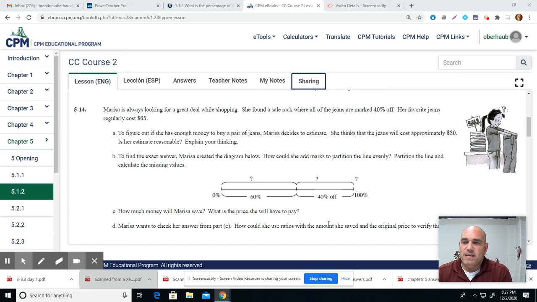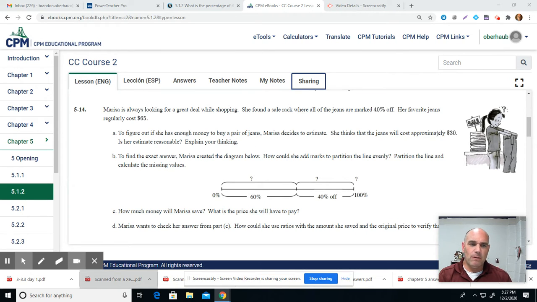All right, question 14. Marissa is always looking for a great deal while shopping. She found a sales rack where all the jeans are marked 40% off. Her favorite jeans regularly cost $65. To figure out if she has enough money to buy a pair of jeans, Marissa decides to estimate. She thinks the jeans will cost approximately $30. Is her estimate reasonable? Explain your thinking.